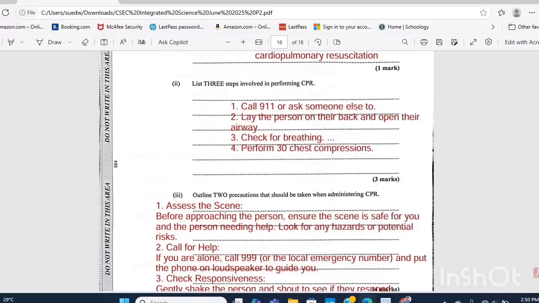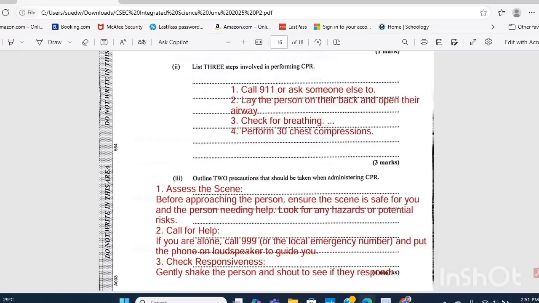It says outline 2 precautions that should be taken when administering CPR. So 1, you should assess the scene. So before approaching the person, ensure that the scene is safe for you and the person needing help. Look for any hazards or potential risks. So if the person would have collapsed perhaps close to electrical wires, or maybe there is some other danger, assess the scene. So that's a precaution too.